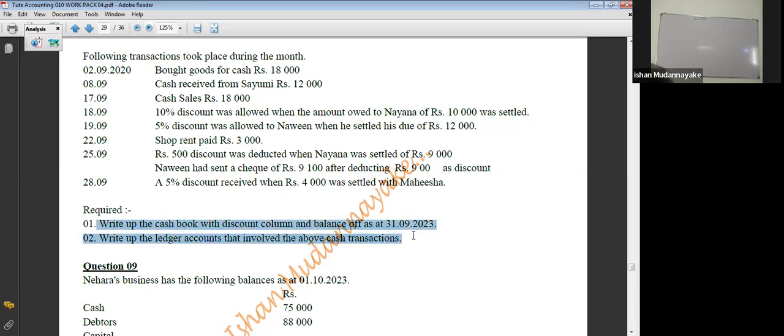Okay, students, for question number 8, you need to prepare the trial balance as well. Trial balance. Right, then try to do question number 8 at home. Today we'll start petty cash book.